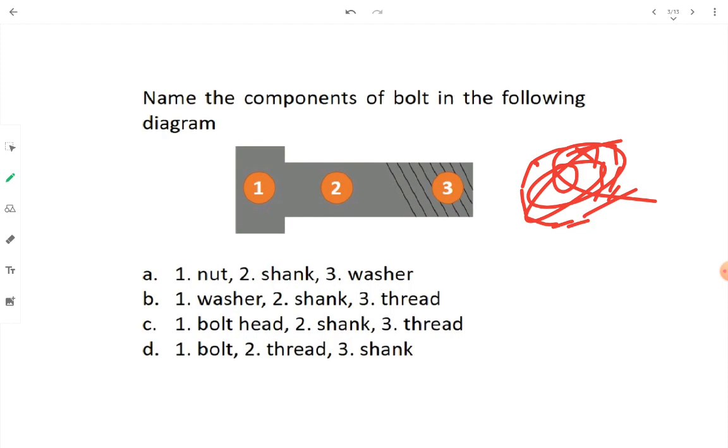The number one component is what? It is called as bolt head of the bolt. Then the unthreaded portion is called as shank. Okay, unthreaded portion of the bolt, this one, this specific portion, it is shank. Then this is the threaded portion, or it is simply called thread of the bolt. Therefore 1 is bolt head, 2 is shank, 3 is thread. Option C should be the answer.